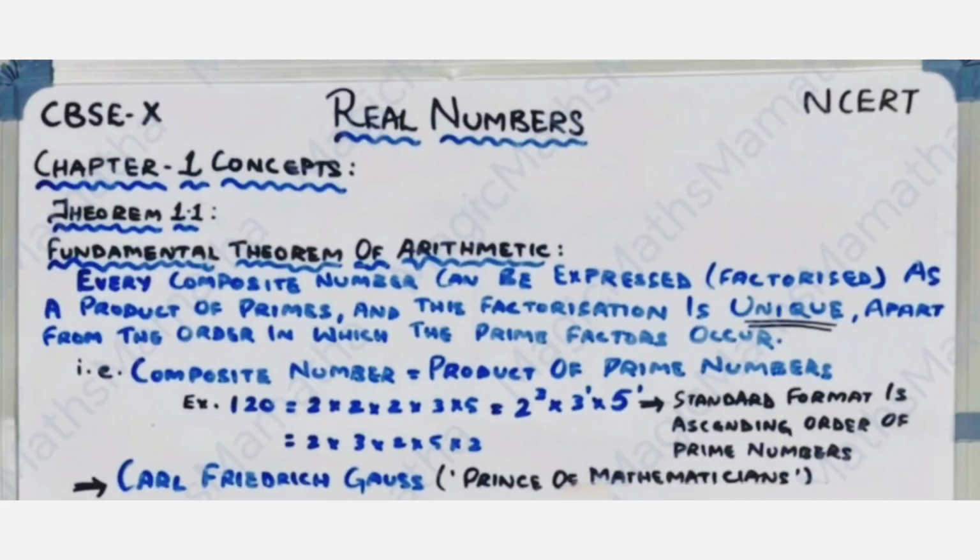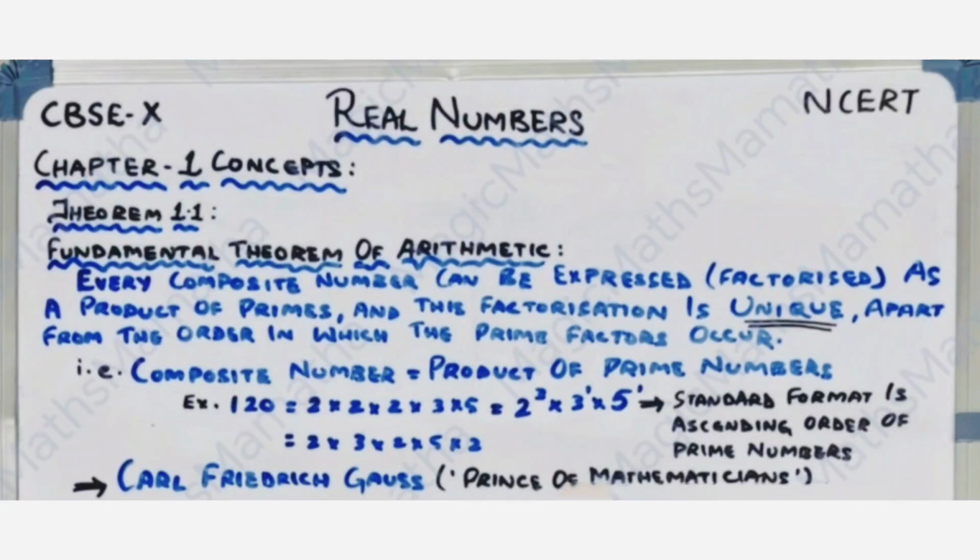Hi bachcho, today we are dealing with the topic real numbers, which is the first chapter of CBSE Grade 10, which follows the NCERT textbook. Now let us discuss in detail the concepts of chapter 1, which is regarding the real numbers. First, we have theorem 1.1, which is nothing but the fundamental theorem of arithmetic.